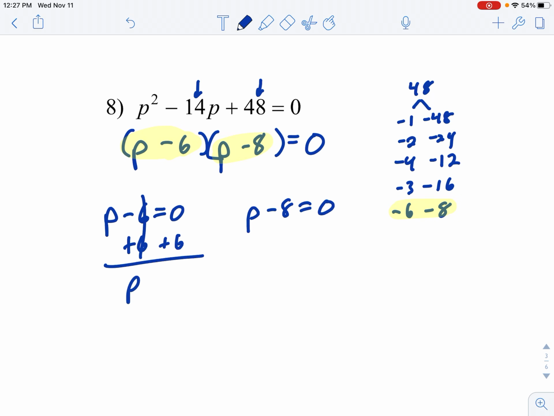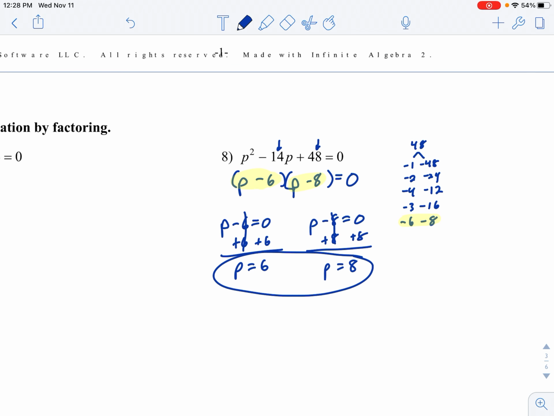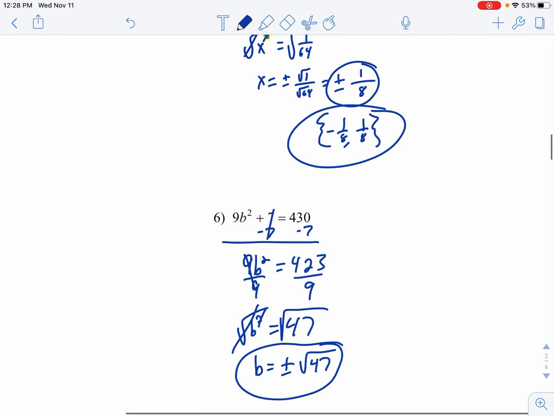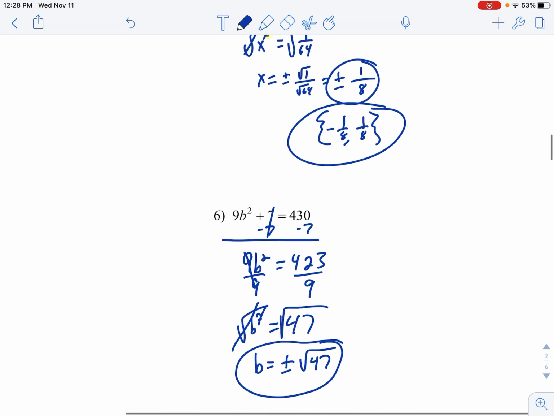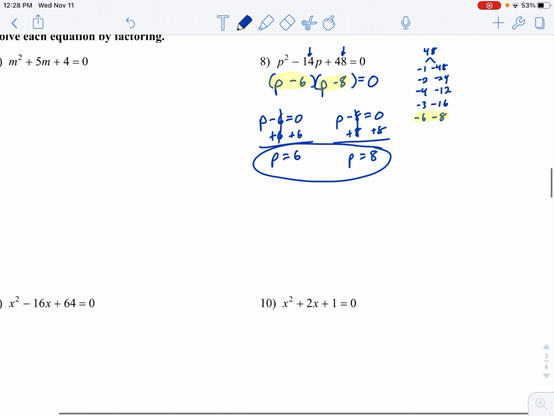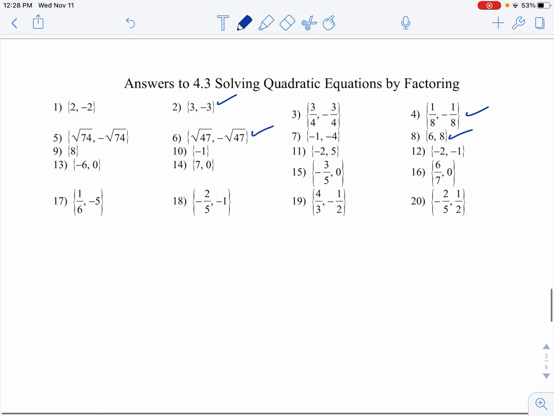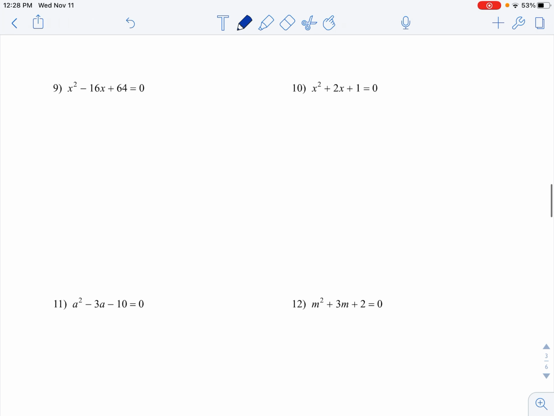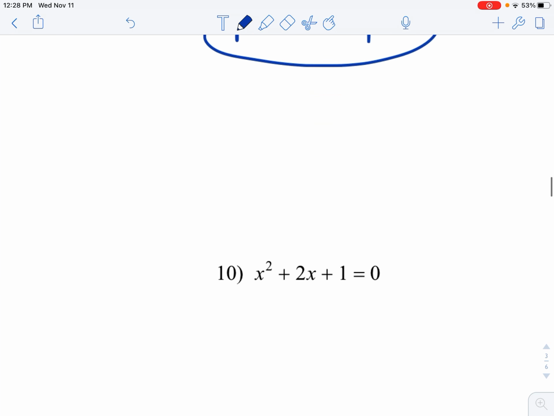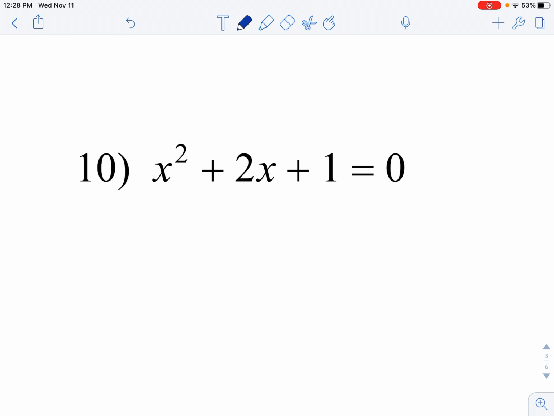If we solve this one, you add 6 to both sides, you get p equals 6. To solve this one, you add 8 to both sides, p equals 8. And those are the two answers. Just like up here, two answers. If you notice in these, the two answers were the same. Here, the two answers are different, 6 and 8. Let me go down and check number 8 and make sure I did it right. And there it is, 6 and 8. So that's the idea. You factor the trinomial, set each factor equal to 0, and then continue to solve each one.